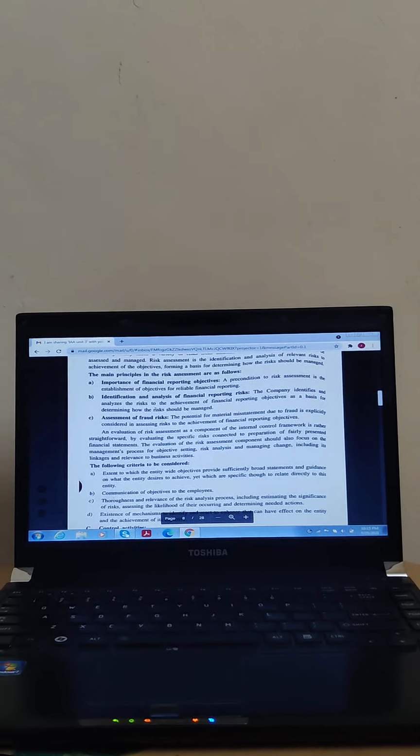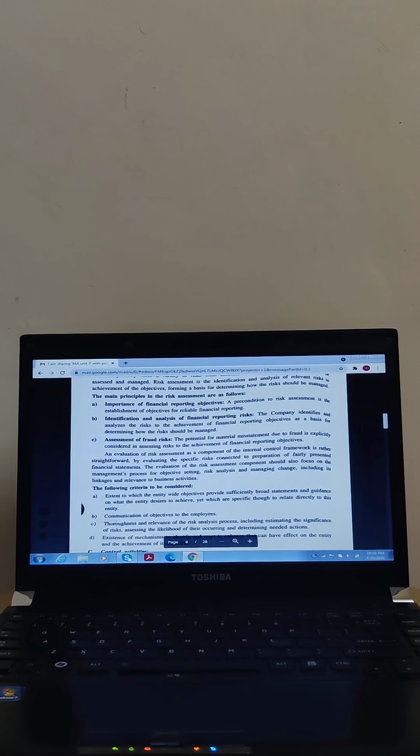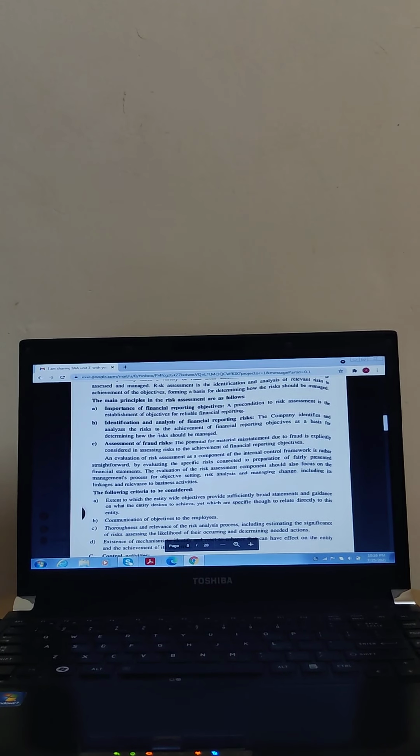First, before you assess your risk, the precondition is that you need to establish the objectives of reliable financial reporting. You need to see whether the particular financial reporting is reliable or not, because that determines whether you're able to assess the particular risk or not.